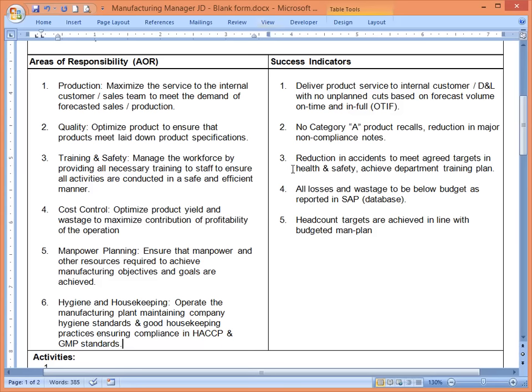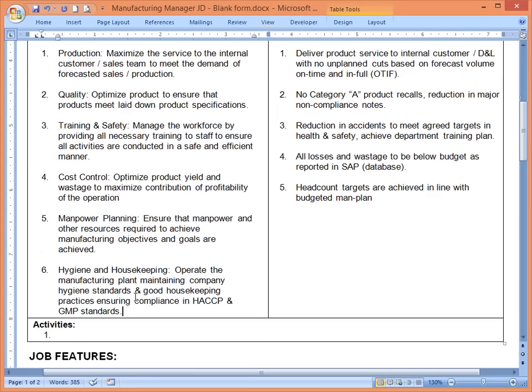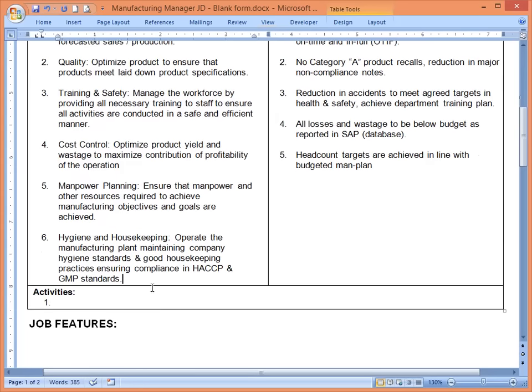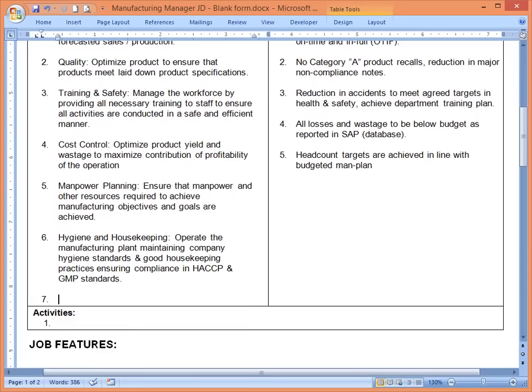Okay, already 6. Actually, you can put up to 9 AOR. It's okay. Between 6 to 9, actually. Because AOR also will be the basis in terms of your job sizing. Now, when you are doing job evaluation, the area to be considered is the AOR for the technical know-how and also the management breadth. So we add more, add more.